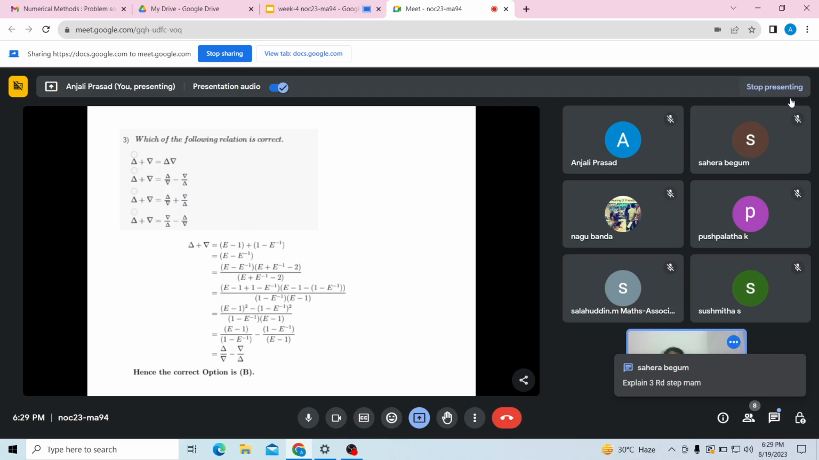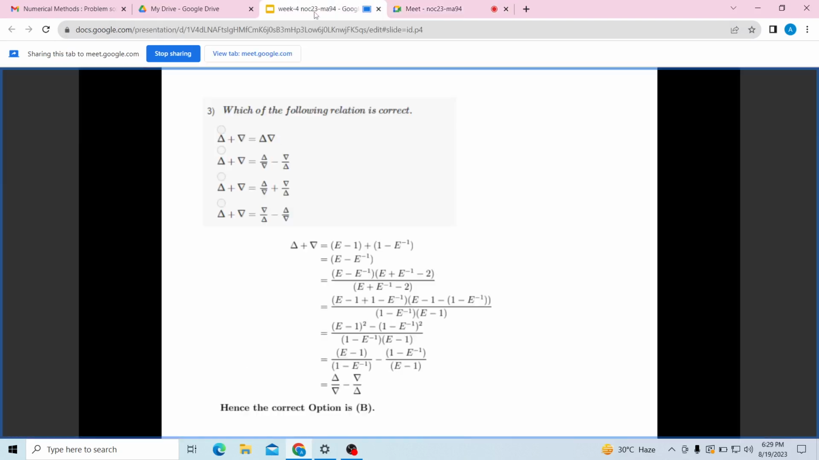Third step. So in the third step, we have simply multiplied and divided by E plus E inverse minus 2. And why have we taken this? Just for the simplification, we have to take this.